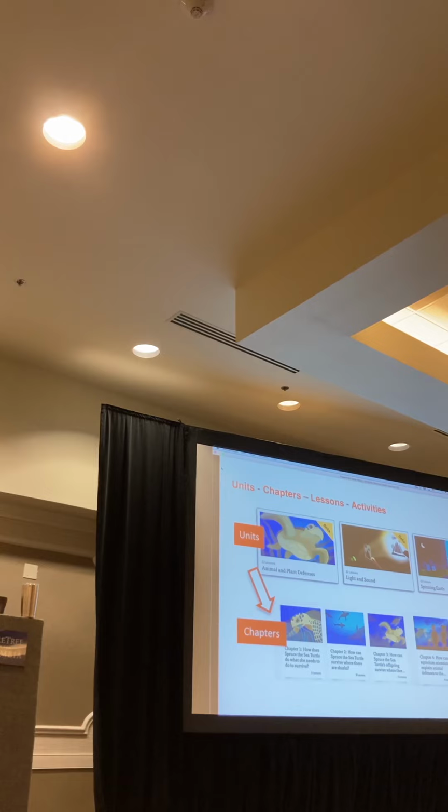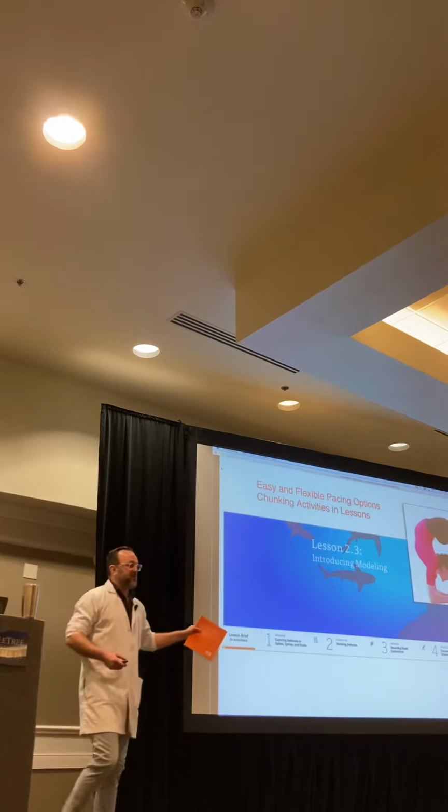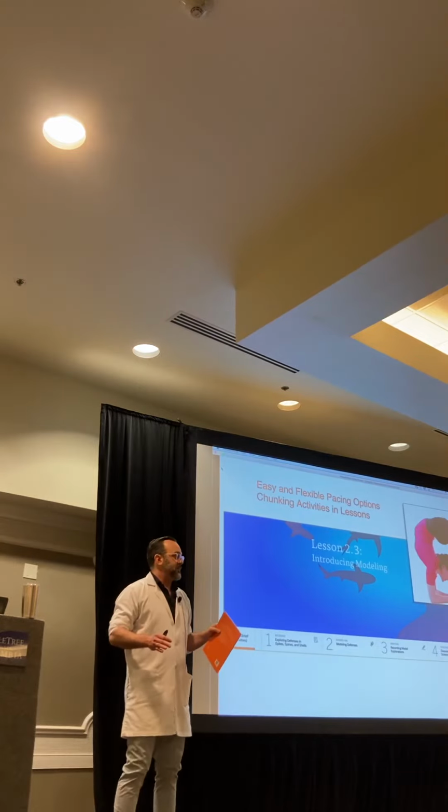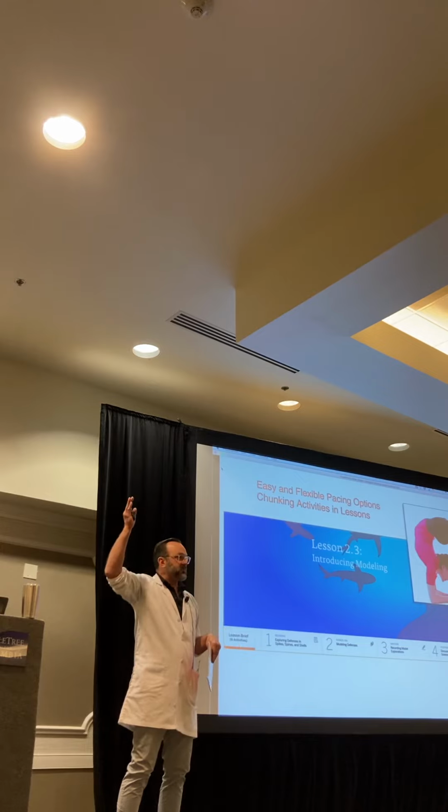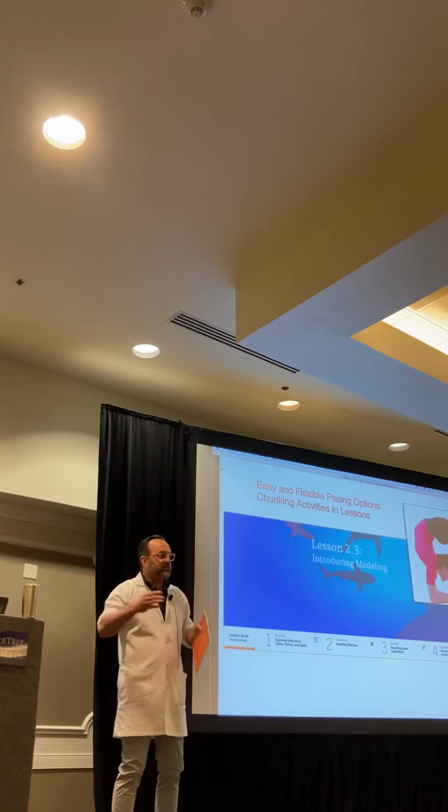So we talk about our unit structure. They're broken down by chapters. It's called UCLA: units, chapters, lessons, and activities. So we're starting with these units, and then they're broken down into chapters, and then we get down to a lesson. Now our lessons are flexible in pacing. Who here has an hour to teach science? Yeah, right? We work with schools that get 12 minutes, all the way to 90, so it's a range.